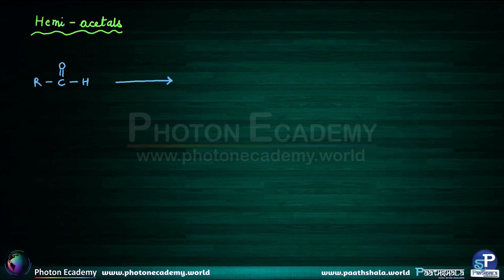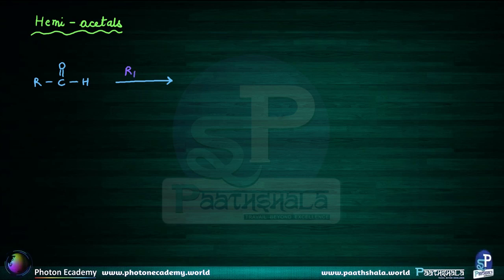Before moving on to the properties of glucose, let us first see another topic which is going to help us a lot, called hemiacetals. Now, what are hemiacetals? So, if I take an aldehyde, which is RCHO, and I take this with an alcohol, which I'm representing as R1OH because I have to differentiate the two alkyl groups.